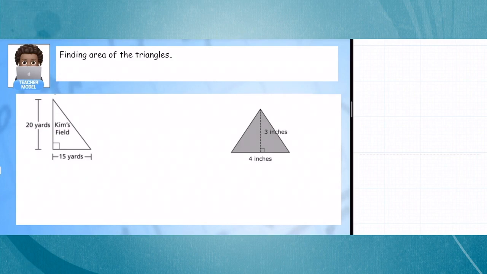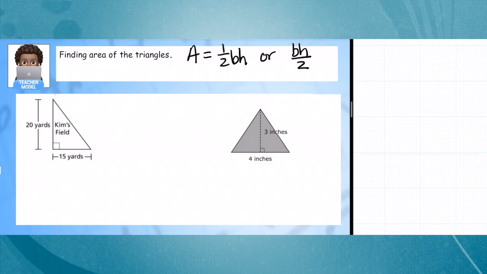Let's practice finding area of a triangle. Now, the formula we're going to use is area equals 1/2 base times height. You might see it as base times height divided by 2, but I think that looks a little bit more complicated. I'd rather work through it with the fractions, and I will with my calculator.